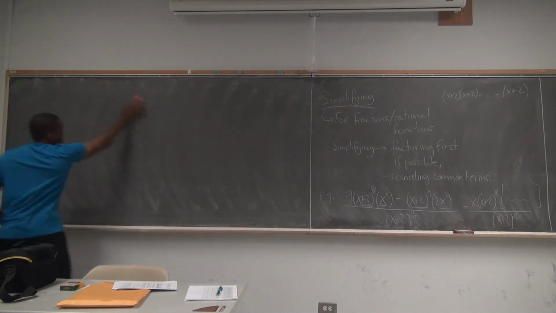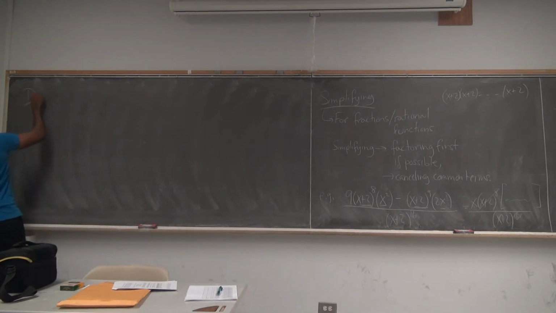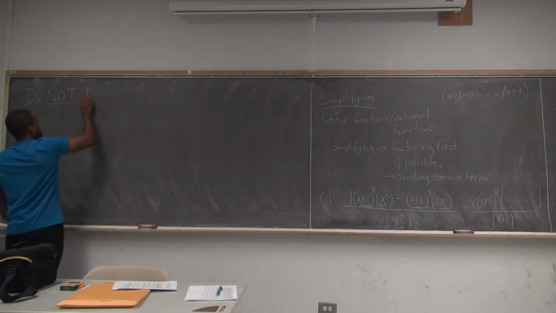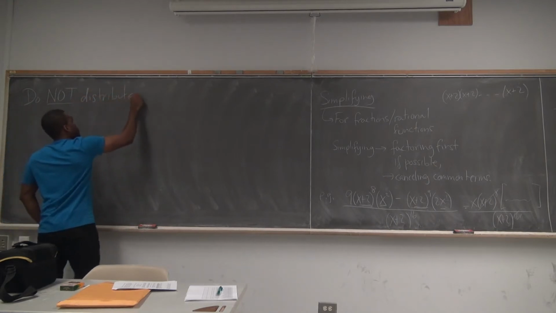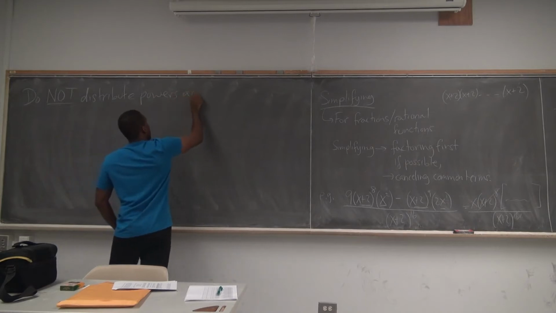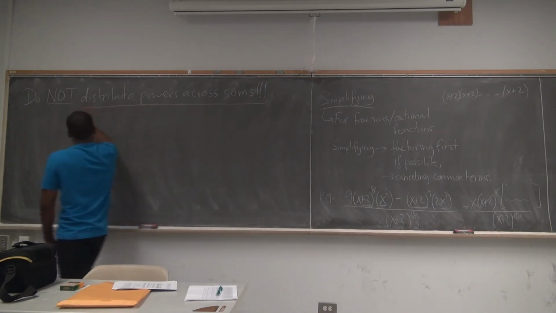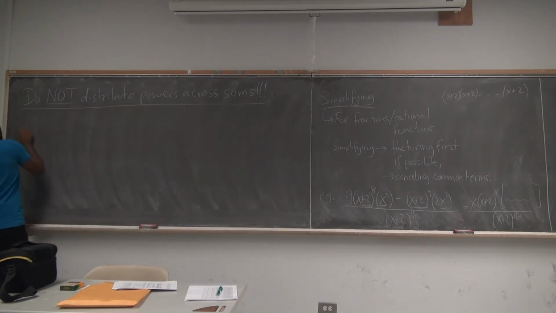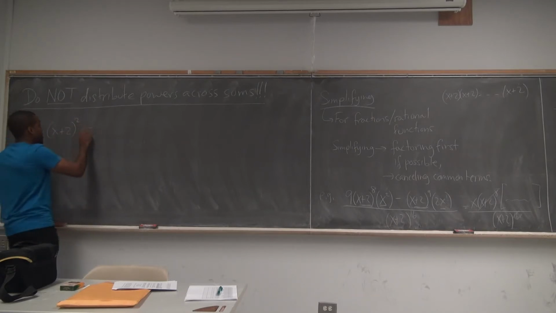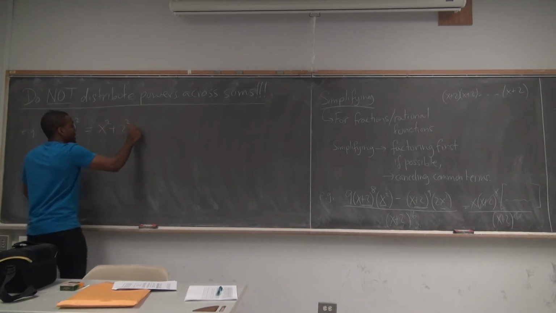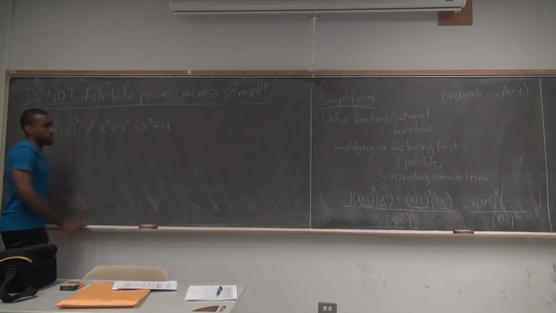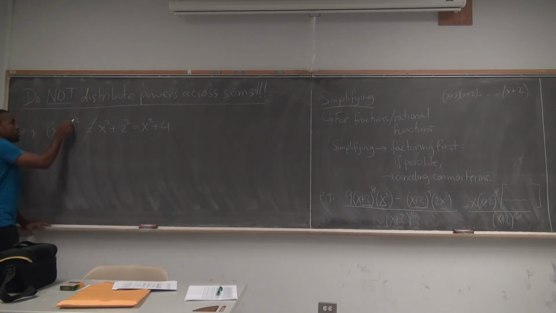The next thing that we will never do: do not distribute powers across sums. What do I mean by that? For example, you look at x plus 2 squared, and you tell me, oh, that's just x squared plus 4. That is not x squared plus 4, right? Because what you would do there is you took that power and put it here and put it here, which is incorrect, right? What is this actually?